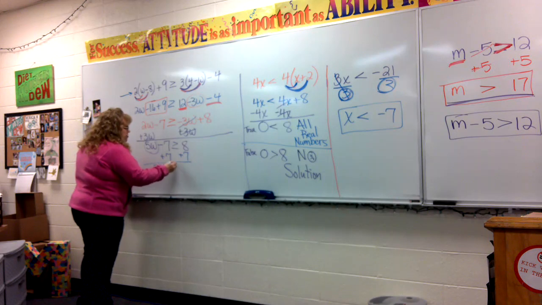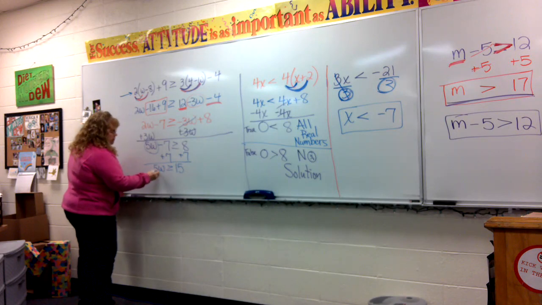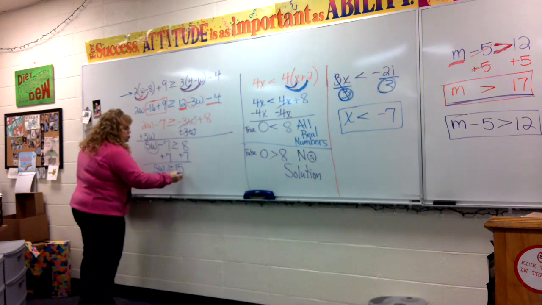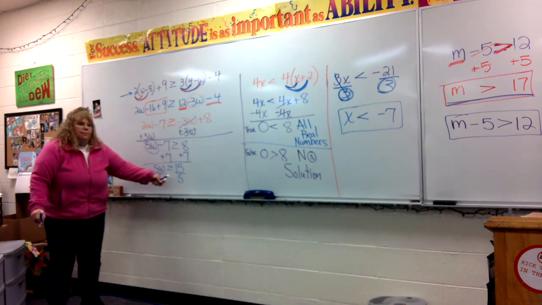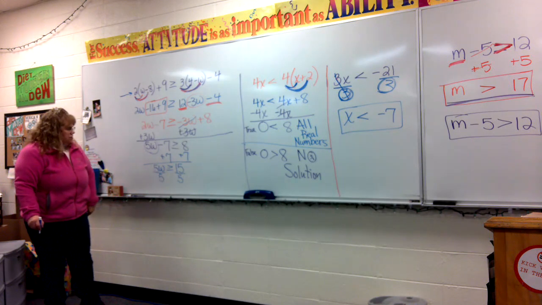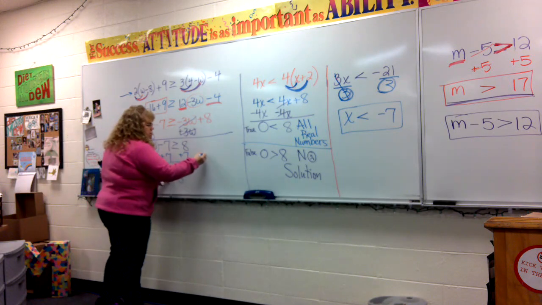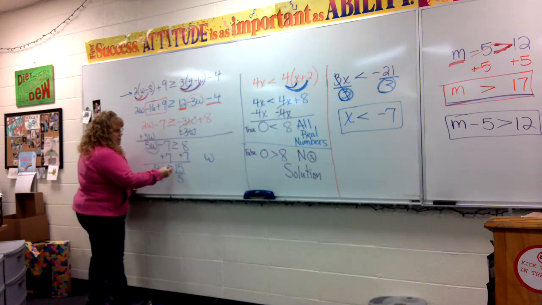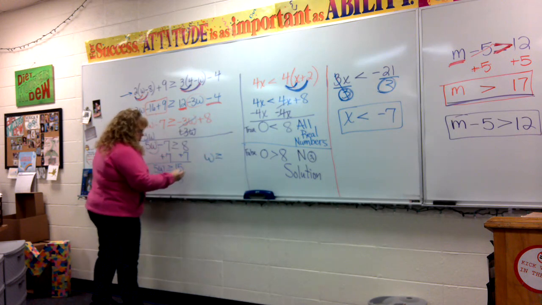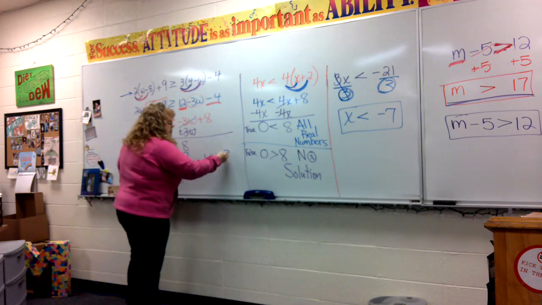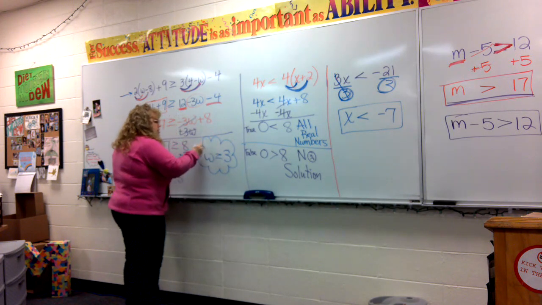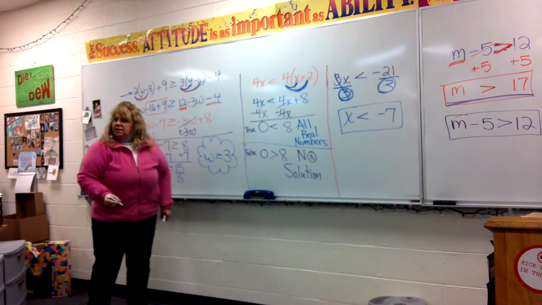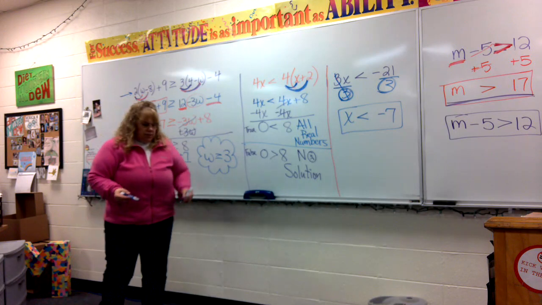5W greater than or equal to 15. Oh, look at that. Do I have to flip the sign? No, I'm dividing by a positive number, so I don't need to flip it. So what do I get? W greater than or equal to 3. And I'll put a flower around it. It's more fun that way. Right?